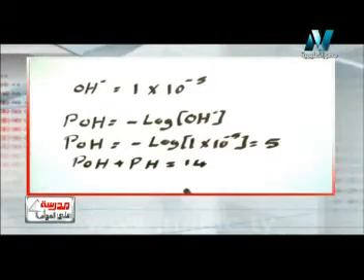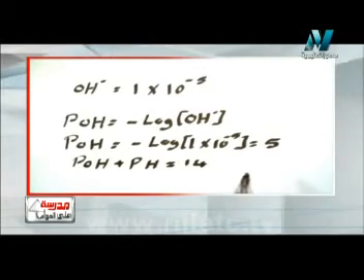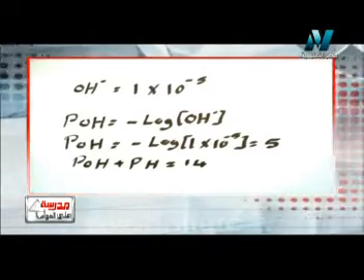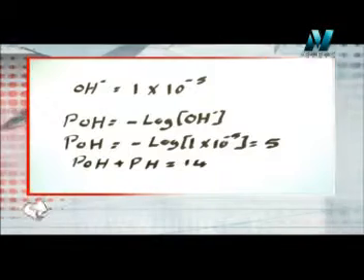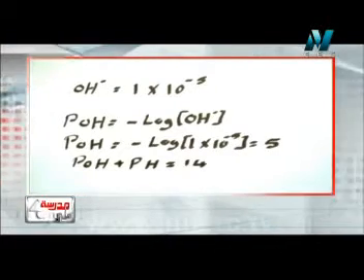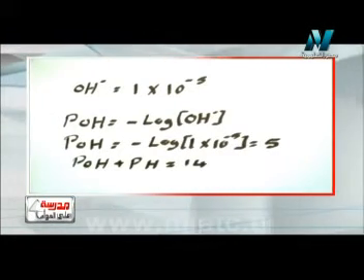So if we have the pH of a solution, we can get the pOH. If we have the pOH of a solution, we can get the pH. This is because pH plus pOH equals 14.